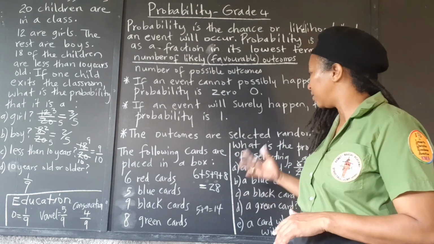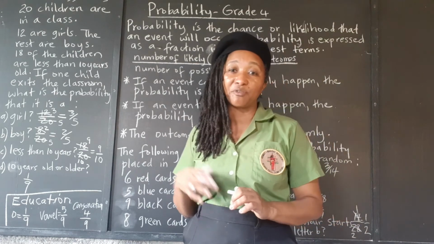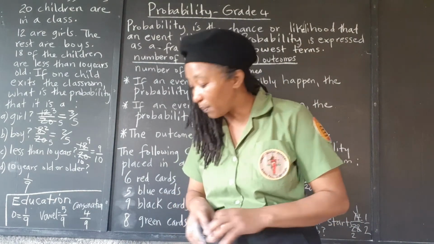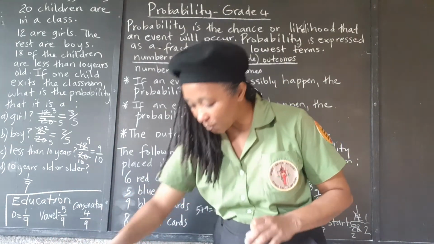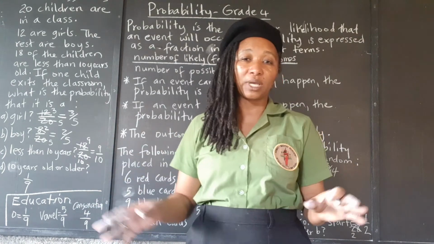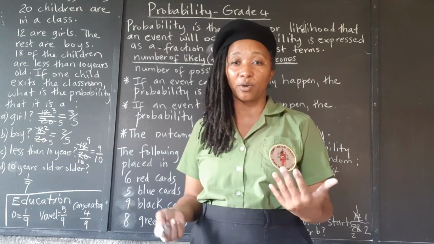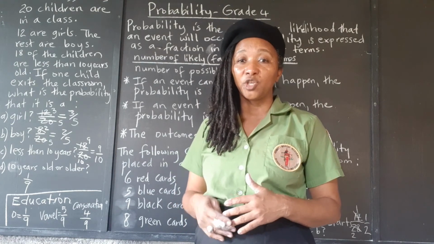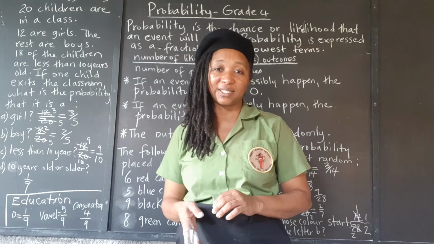And remember, the outcomes must be selected randomly. So you should not be looking and saying, that's the one I want. You either shake it up, you put your hand in, you're not looking, you are not influencing the outcome, in other words, right? You're leaving it up to chance.